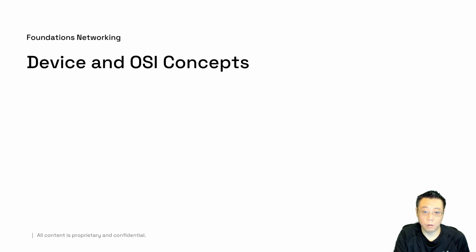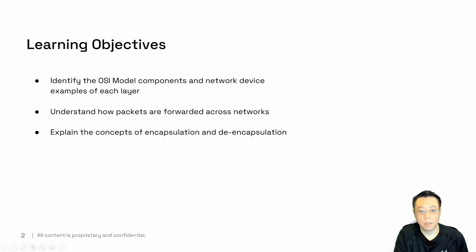Let's look at what we'll be learning today. In our learning objectives, we're going to identify what the OSI model is, the components and the network devices, and examples of each layer. OSI stands for Open Systems Interconnect, and we'll look at how it's the backbone for today's modern networking. Also, we'll understand how packets are forwarded across networks and how encapsulation and de-encapsulation works across these concepts on how we send and transmit data today.